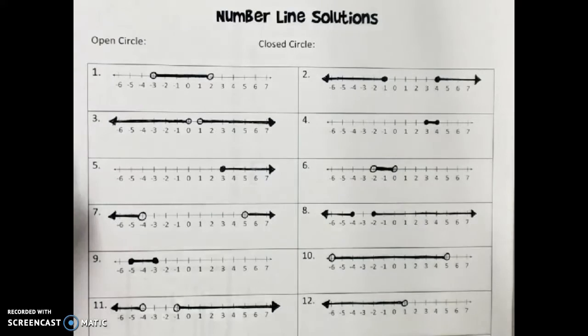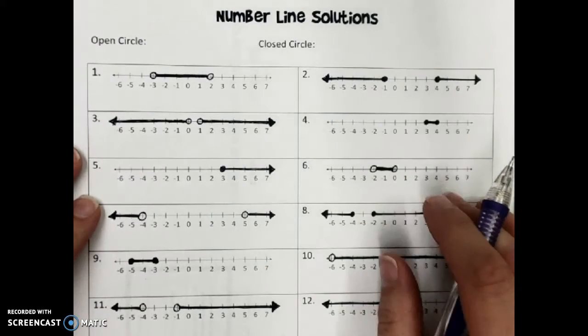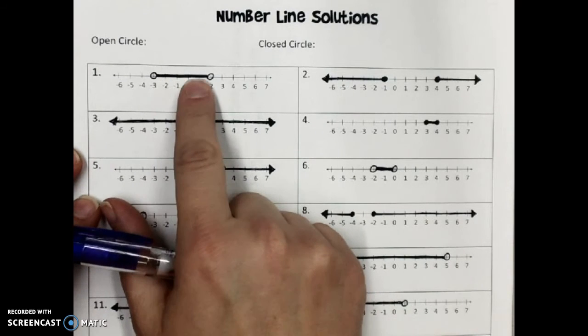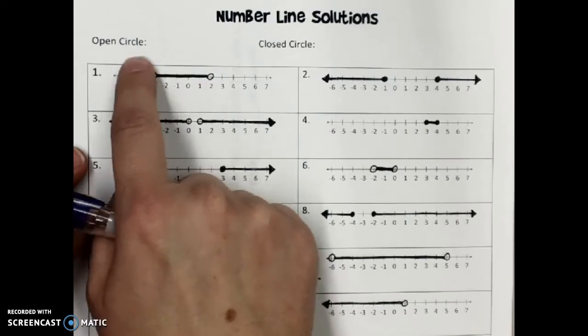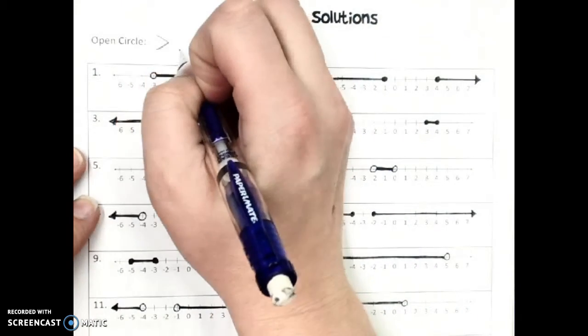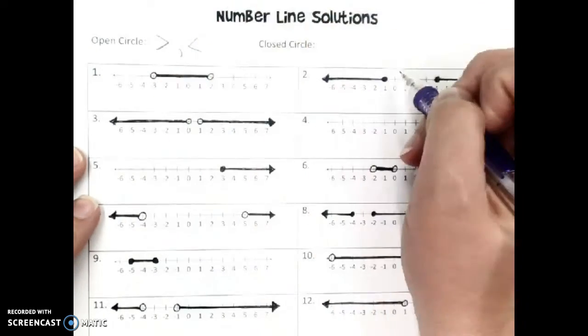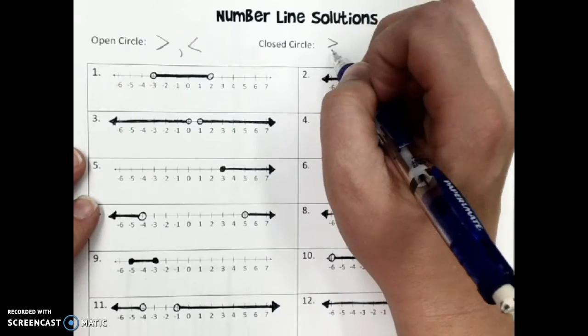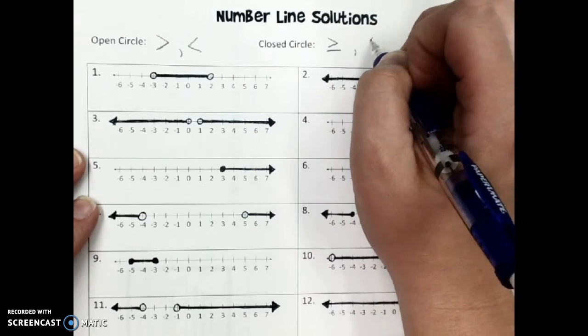In this video, I'm going to go over how to write your solution when you have graphed on a number line. You get open circles. You will use greater than or less than. If you use or see closed circles, you have greater than or equal to, or less than or equal to.